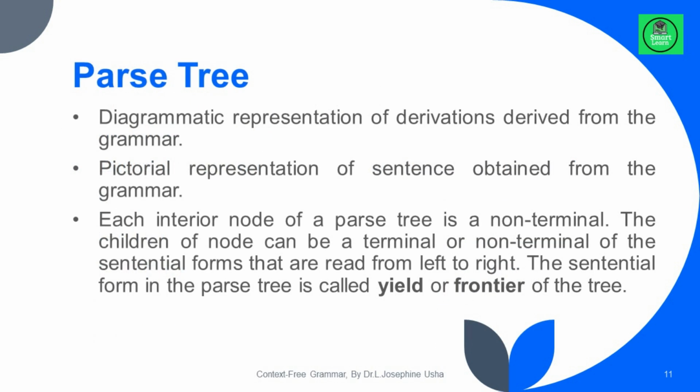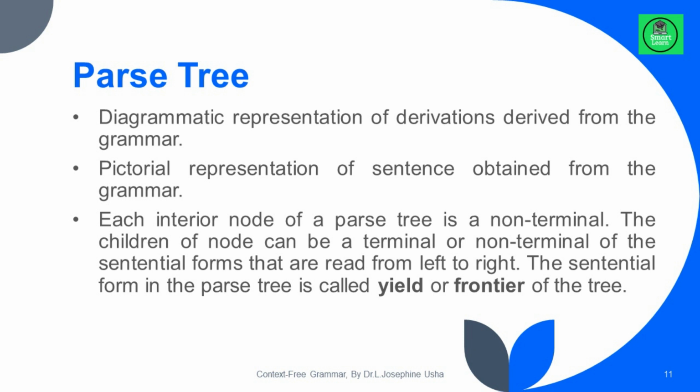Next one is parse tree. A parse tree is a diagrammatic representation of a derivation derived from the grammar. Each and every step in the derivation can be pictorially represented using the parse tree. The other name of parse tree is derivation tree. A parse tree is a pictorial representation of a sentence obtained from the grammar. In a parse tree each interior node represents a non-terminal, and the children of a node can be either terminal or non-terminal of the sentential form that can be read from left to right.